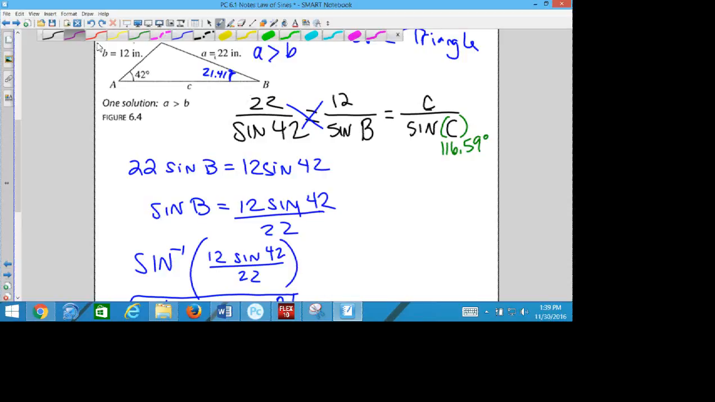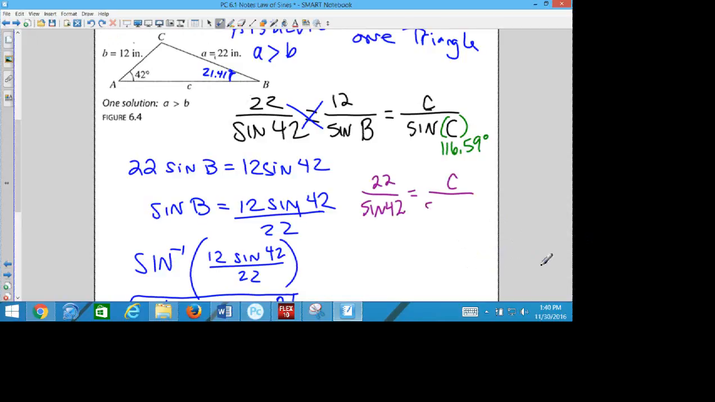Okay, the last thing we need to do is find side C. So I'm going to cross multiply this, but what should I cross multiply it with? Not B. Let's use A, because A was a value that we were given and not rounded. So let's use A and C to find C. We'll do 22 over sine 42 is equal to C over sine of that angle that we just got.